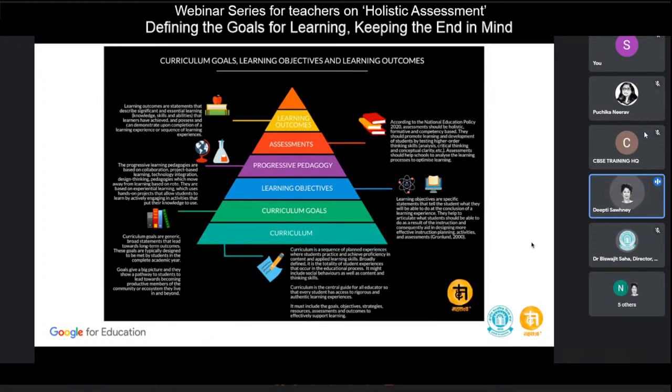Then we talk about the curriculum goals. Curriculum goals are a little generic, a little broad, big picture sort of statements, and I will be giving you examples of this. Once we have deciphered this diagram, which will be shared with you in the Google Classroom, you will look at these in a different light once you understand these one by one.